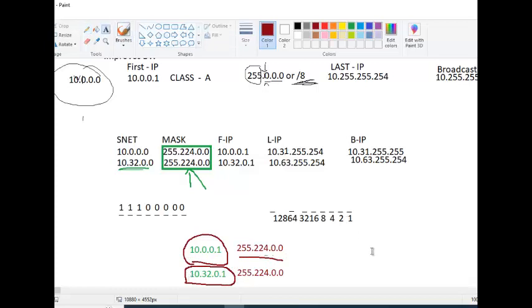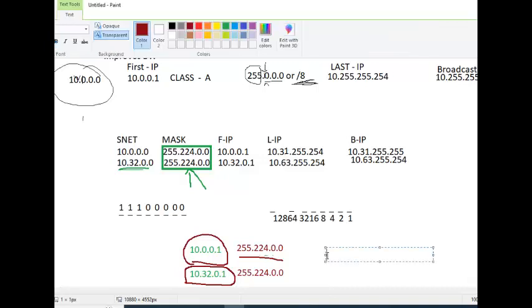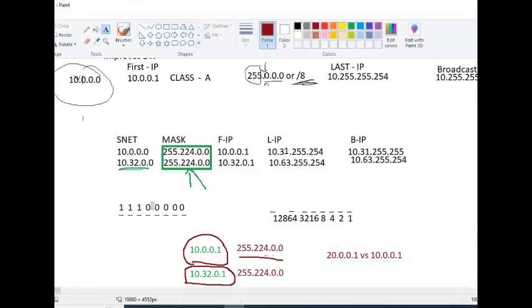This is as equal as 10.20.0.0.1 and 10.0.0.1. They are totally not the same network. This is as equal as this. They are not the same network. They are different networks. Fine.